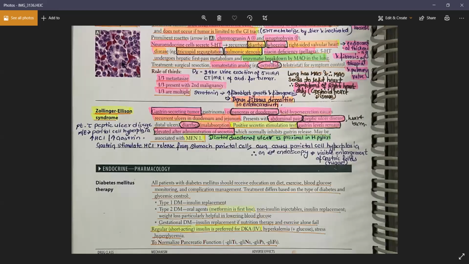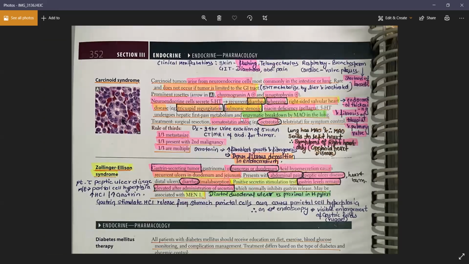Thank you. Remember these symptoms also. Flushing, very important. See, for the clinical manifestations, all of them are due to the serotonin release. In the skin, it will cause flushing, telangiectasias. In the GIT, it will cause diarrhea, abdominal pain. In the respiratory system, it will cause shortness of breath. In the heart, it will be seen as valve plaques.